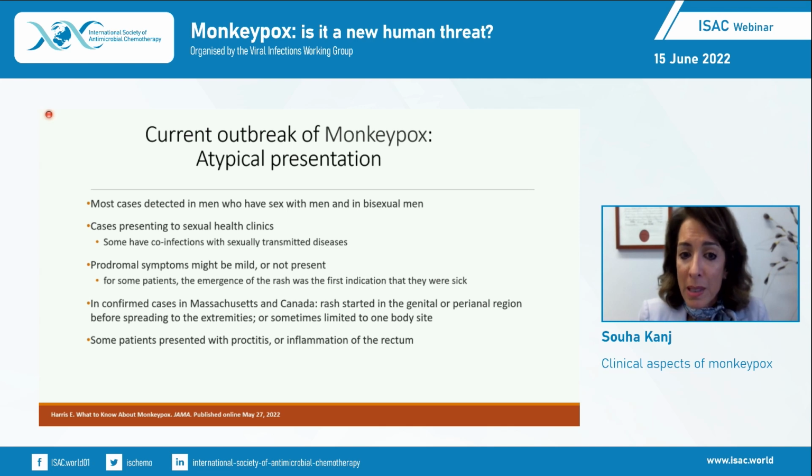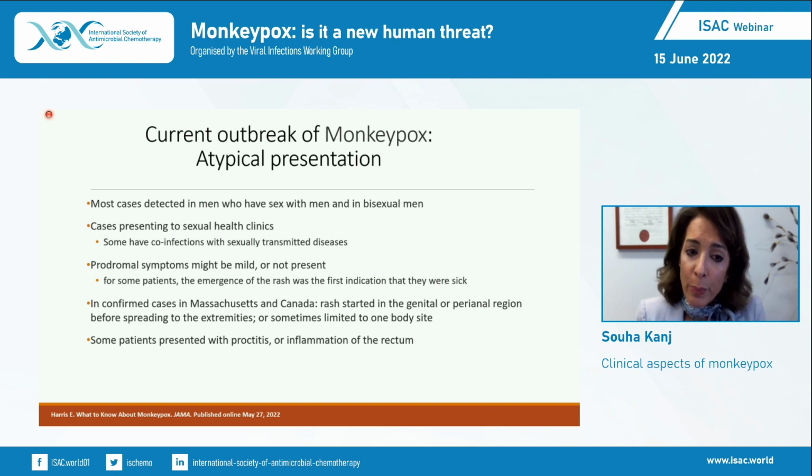The prodromal symptoms might be mild, or some patients present with absolutely no prodromal symptoms, and they can just present with the appearance of the rash as the first indication of monkeypox. In confirmed cases in Massachusetts and Canada, the rash started in the genital and the perianal region before spreading to the extremities. And in some cases, the rash was limited to one body site. So there's no rule about monkeypox needing to give us a disseminated rash.